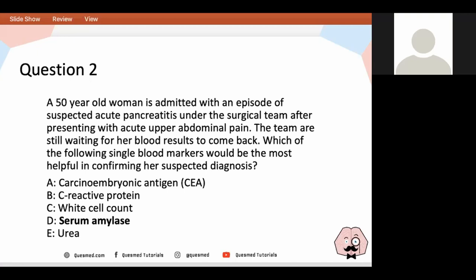CEA is particularly useful in, for example, patients with colorectal cancer who have undergone a resection, and CEA is then used to monitor for recurrence. A white cell count may be raised in acute pancreatitis, however it's not diagnostic, and it may be raised in a variety of inflammatory conditions and infections. Urea may be raised in dehydration, renal disease, or even upper GI bleeds. However, it's not diagnostic for acute pancreatitis.